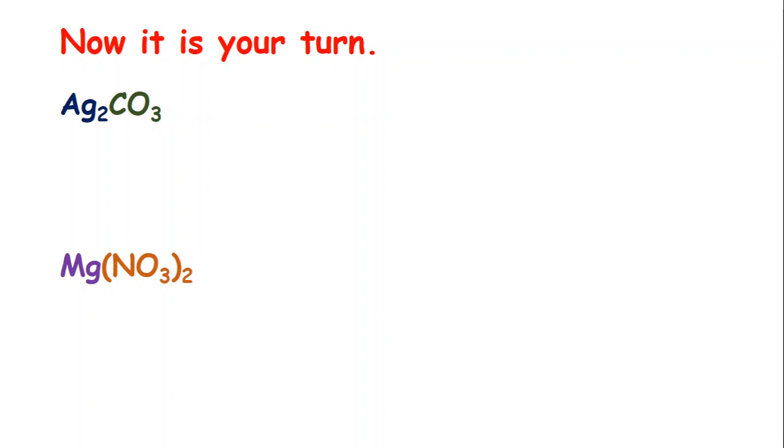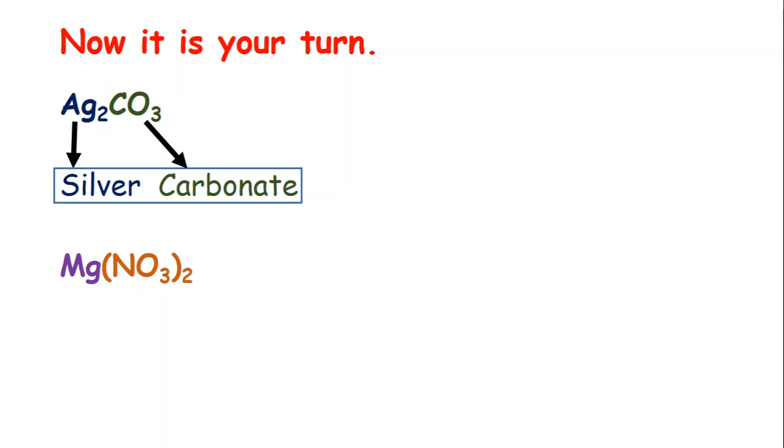The element with the symbol Ag is silver. The element with the symbol C is carbon, and we have to add the ending ate because there's oxygen attached, so it is silver carbonate.